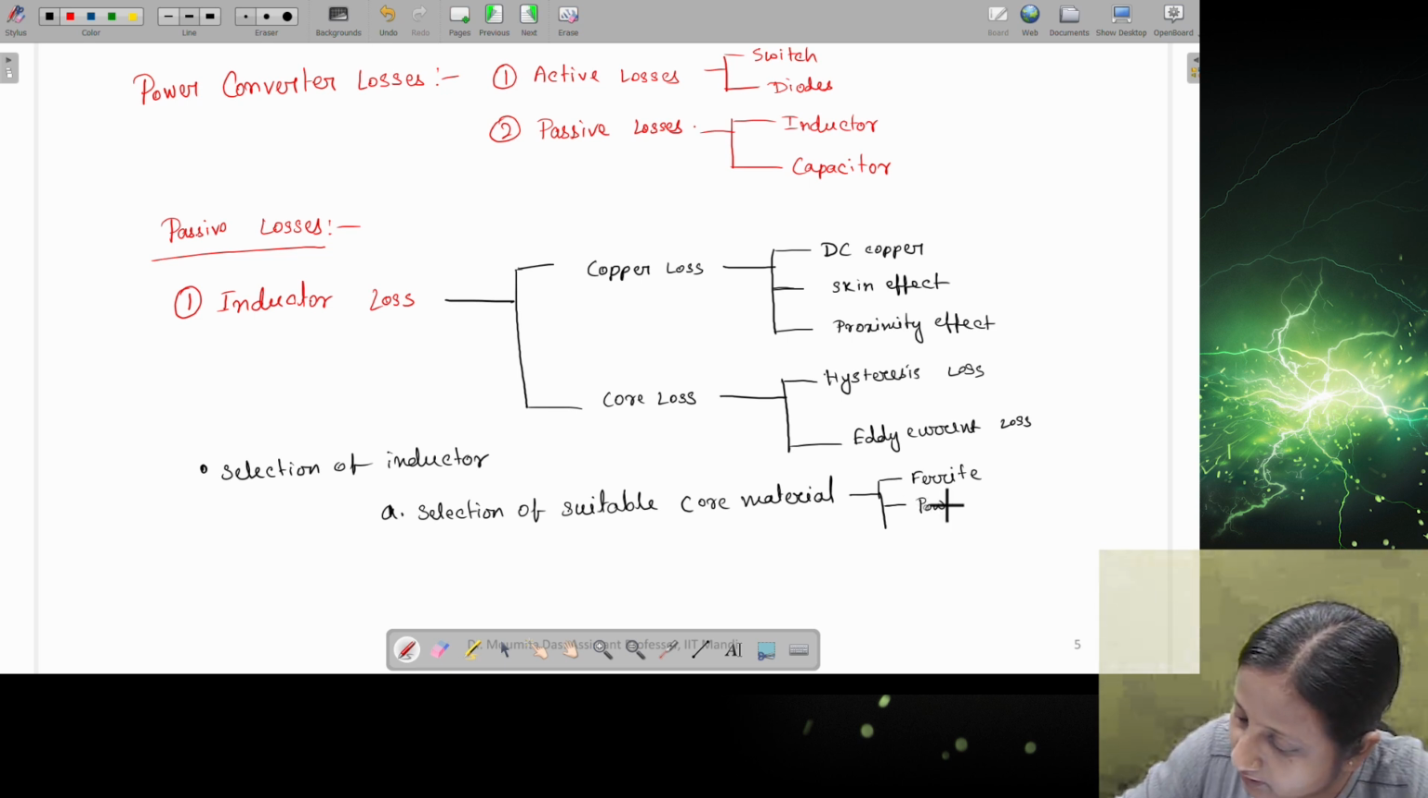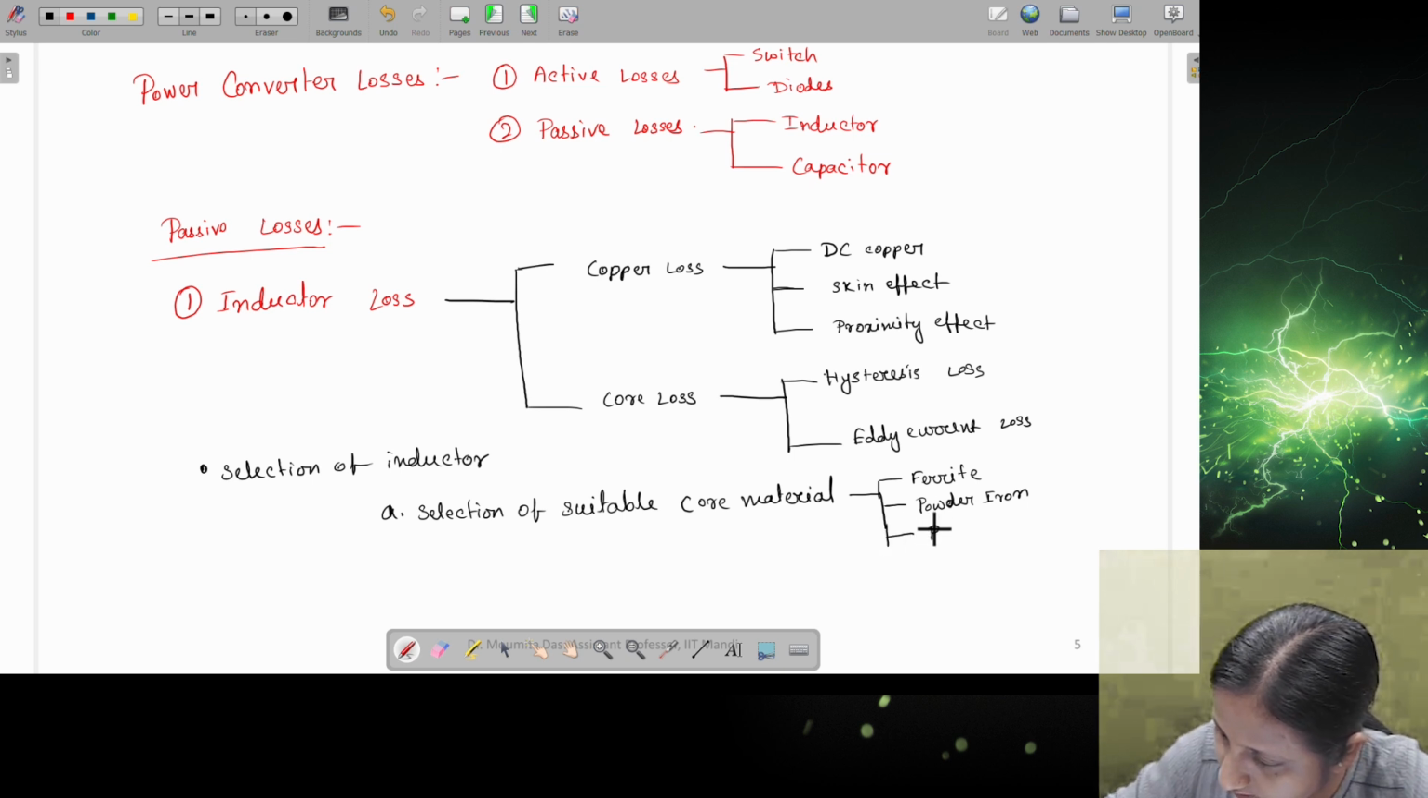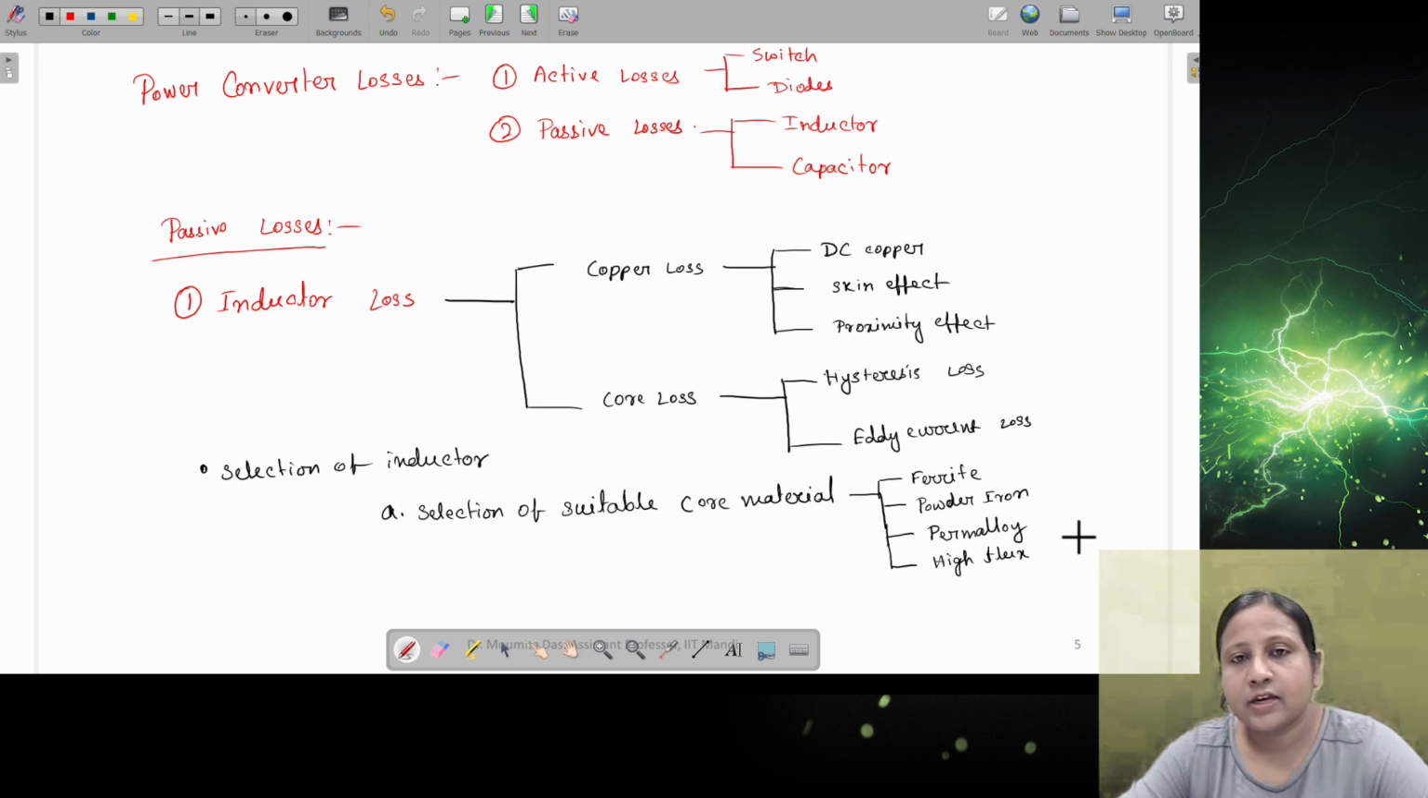They are powder iron, powder alloy, and permalloy, which is a high flux core. So there are different types of core materials available. You have to select a suitable core material which will give you these different losses very less. This is with respect to the core material.